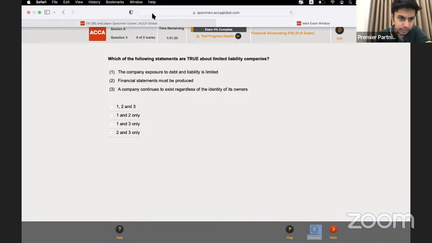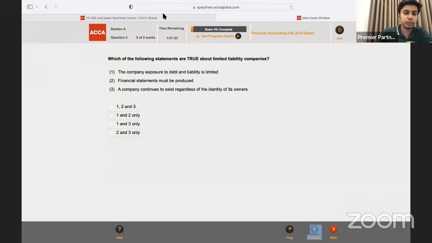Right. So guys, I think the correct answer has to be the first one. No, it's again wrong. Why is that? Wait, the company's exposure to debt and liability is limited. Limited liability means, wait, the company's exposure to debt and liability, or is it the shareholders'? Okay, so the option that I thought was incorrect.